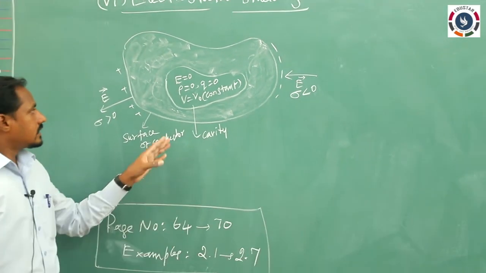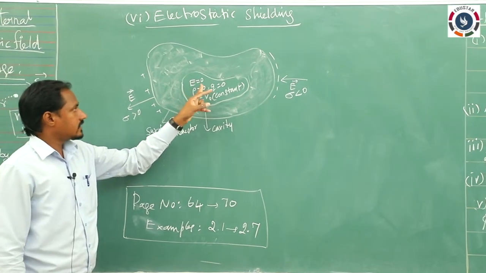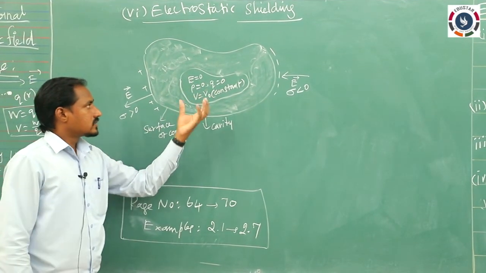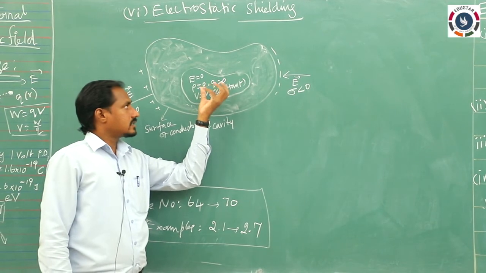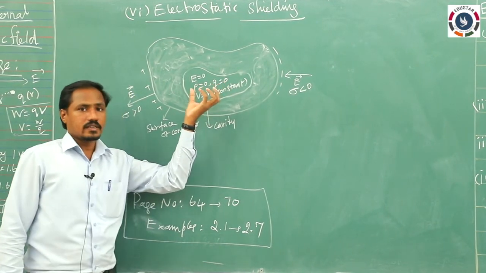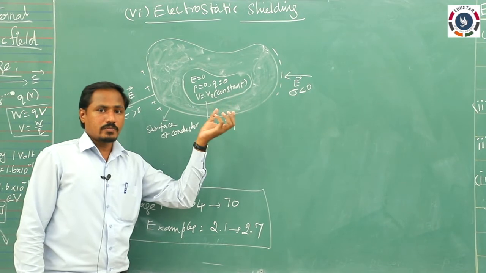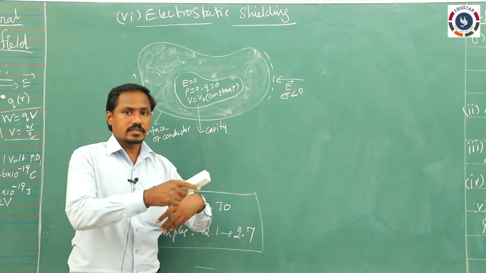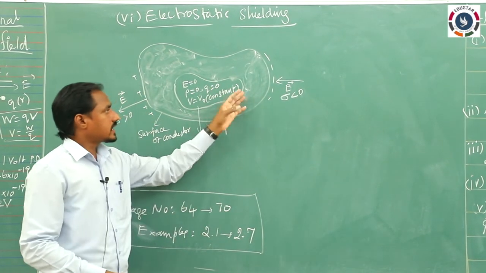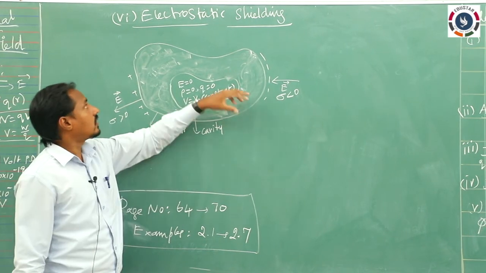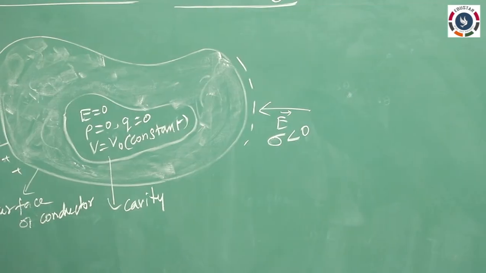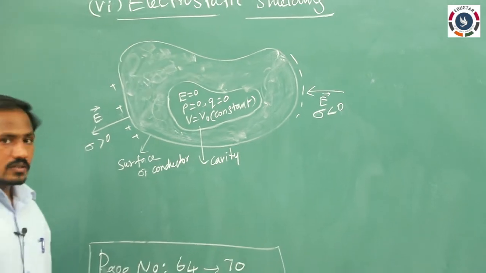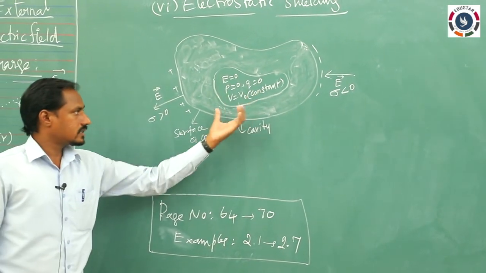Since the electric field is 0 inside the cavity, the charges, materials or space inside the cavity will be shielded from the influence of other electric fields outside the conductor. So this is called electrostatic shielding. This is one of the very important results of electrostatics in conductors.